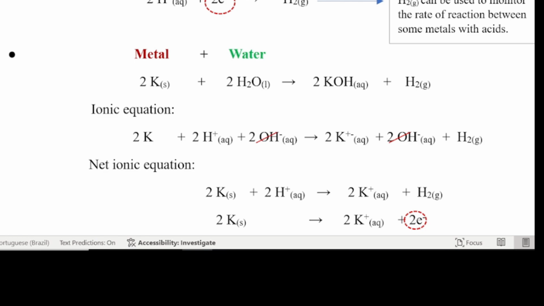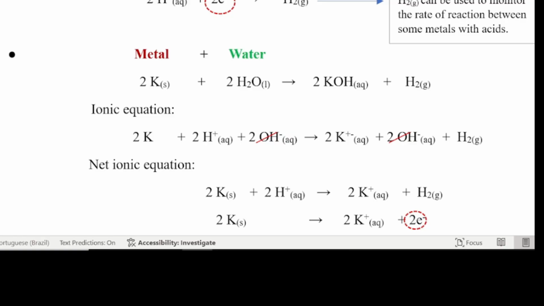This breaks up to give you potassium, and you get 2 OH, and don't do anything to that. Don't do anything to this. Okay? So we have it here. Now the common ion here, the spectator ion, is hydroxide. Take that off. So what we have here: 2 potassium, 2 hydrogen, 2 potassium ions, and you get this.